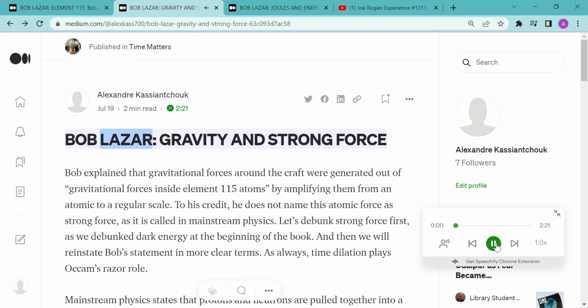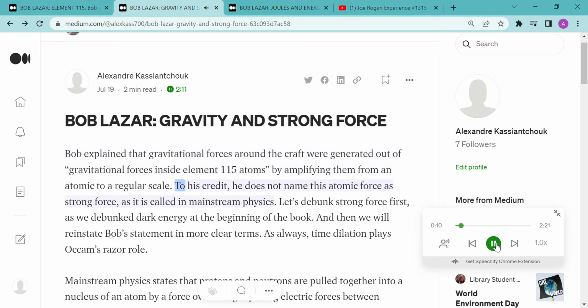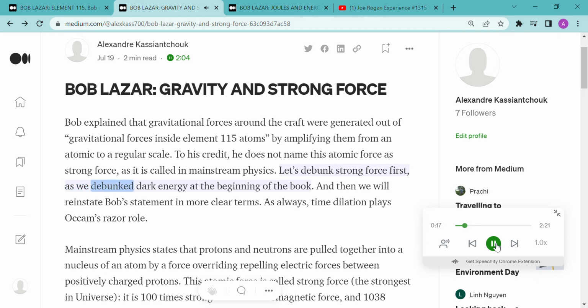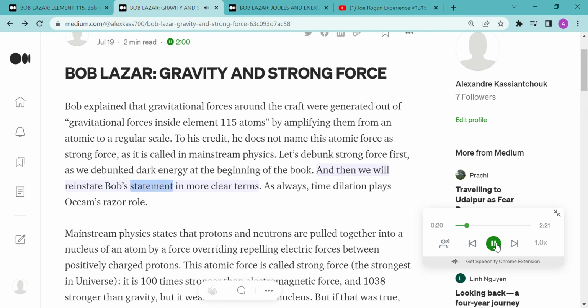Bob Lazar, Gravity and Strong Force. Bob explained that gravitational forces around the craft were generated out of gravitational forces inside element 115 atoms by amplifying them from an atomic to a regular scale. To his credit, he does not name this atomic force as strong force, as it is called in mainstream physics. Let's debunk strong force first, as we debunked dark energy at the beginning of the book. And then we will reinstate Bob's statement in clearer terms.